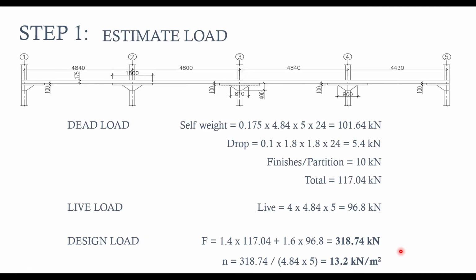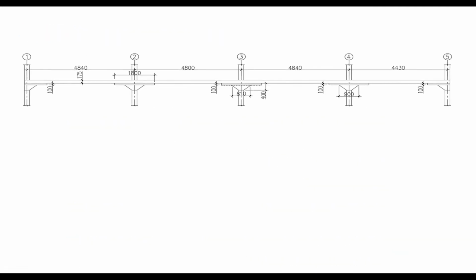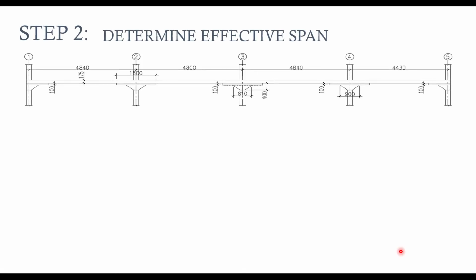So once we've been able to estimate the load, the next thing is to move to the second step, which is to determine the effective span. Looking at the cross section that we have here, you see that the center to center dimension of panel 3 is 4.48 between grid line 3 and grid line 4. But due to the inclusion of drop panels, this is going to affect the actual span, that is the effective span of the flat slab. So because of this, we need to determine the effective span.